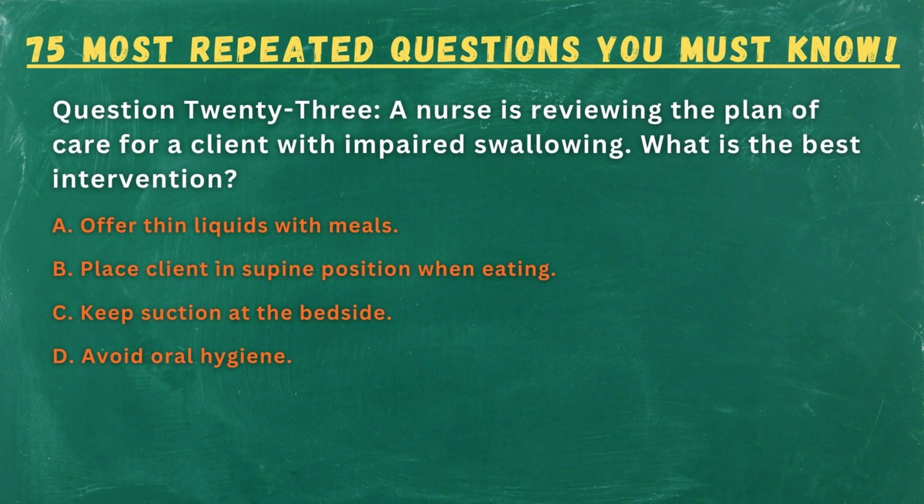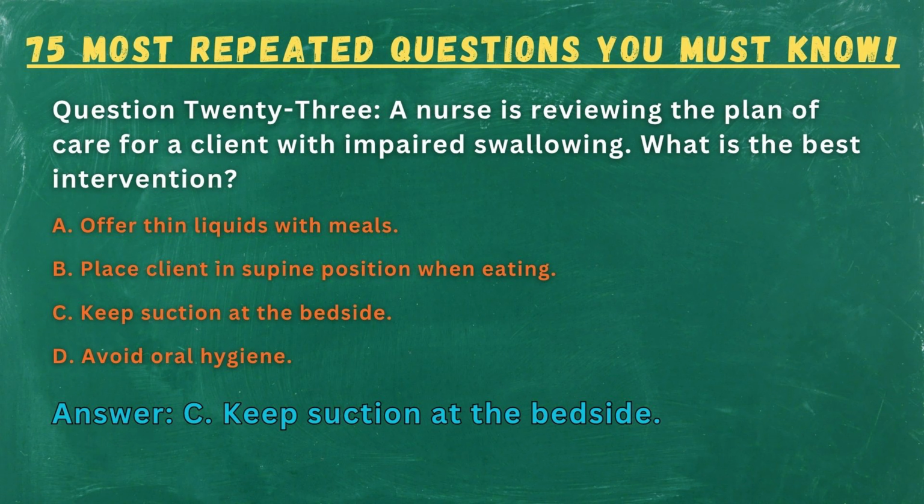Question 23. A nurse is reviewing the plan of care for a client with impaired swallowing. What is the best intervention? A. Offer thin liquids with meals. B. Place client in supine position when eating. C. Keep suction at the bedside. D. Avoid oral hygiene. Answer: C. Keep suction at the bedside.